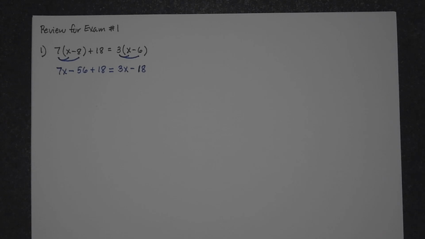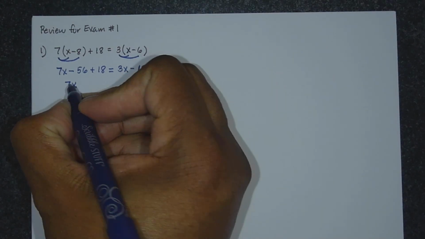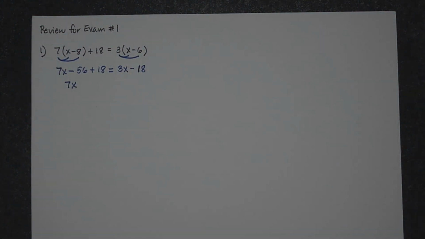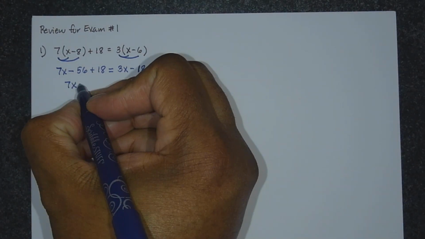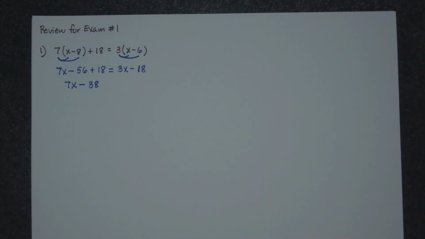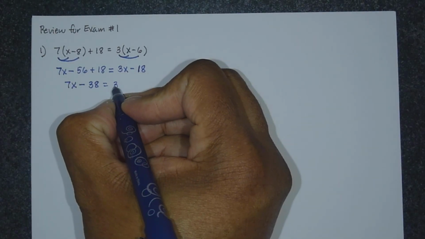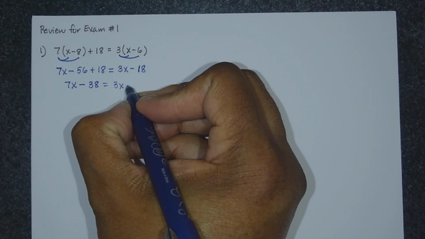And then the next step would be to combine like terms here. I'll have to do that on the left-hand side. So if I bring down 7x, what's negative 56 plus 18? And I get negative 38. So it'll be 7x minus 38, and that's equal to 3x minus 18.